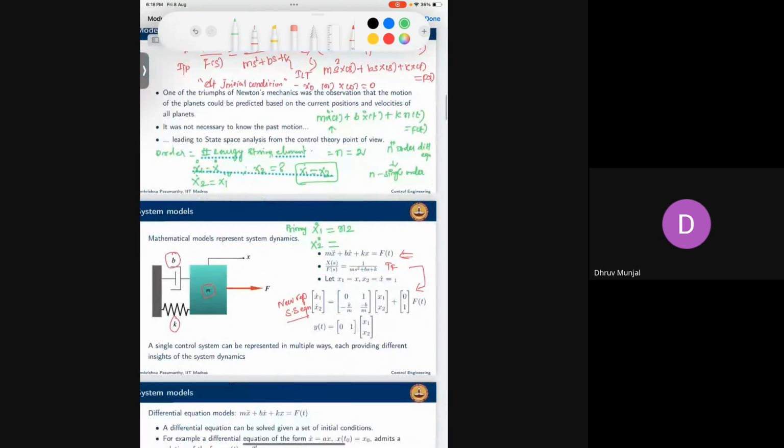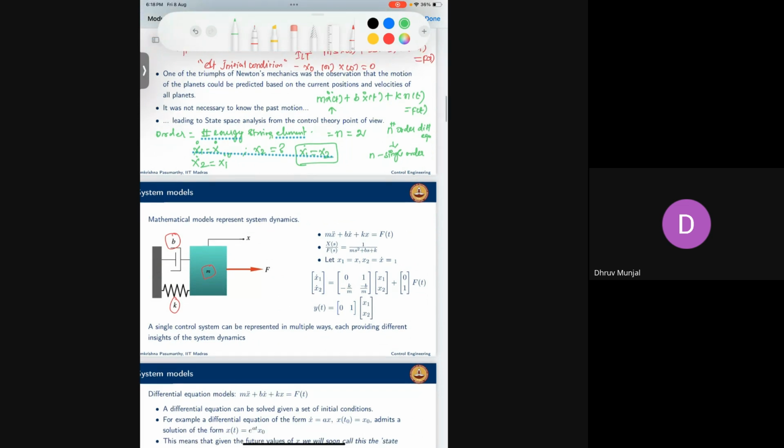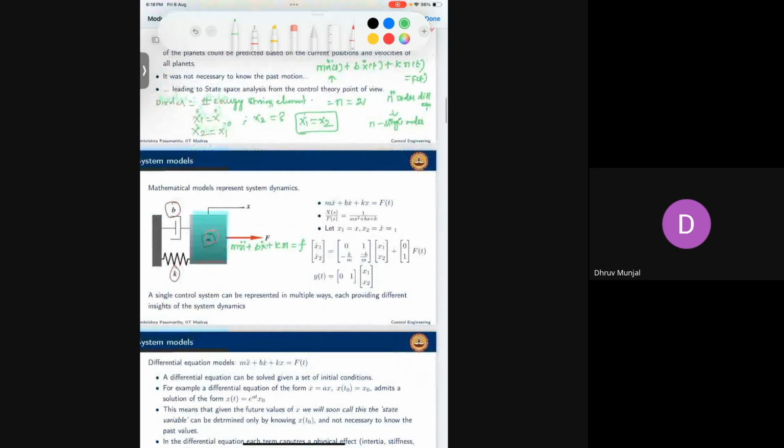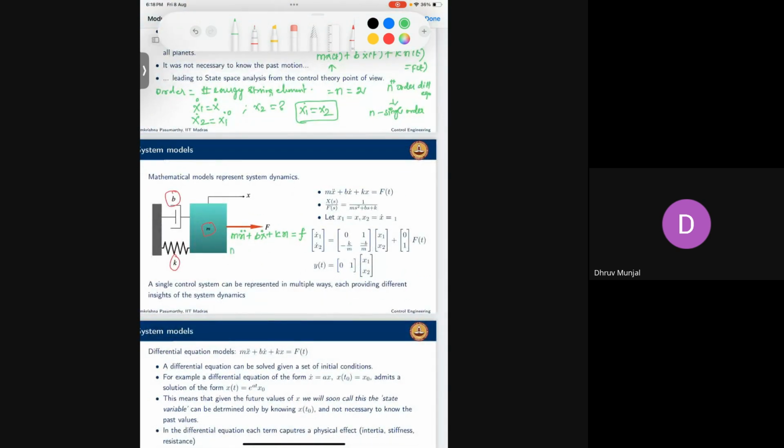For example, I have this, wait, I'll remove this and write it again here. This is m x double dot plus b x dot plus k x equal to f. Small f means f of t. Okay, right. Now I am writing in terms of m x1 double dot plus b x1 dot plus k x1 equal to f.